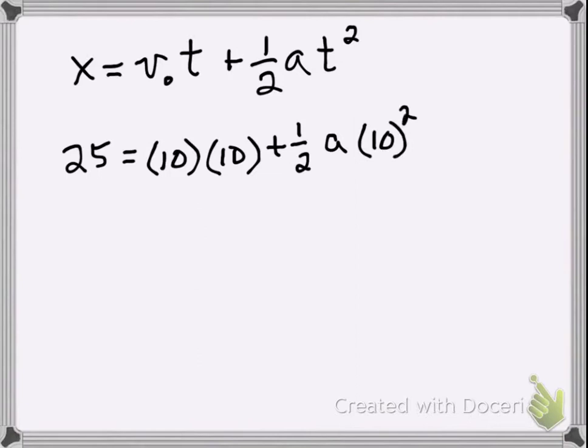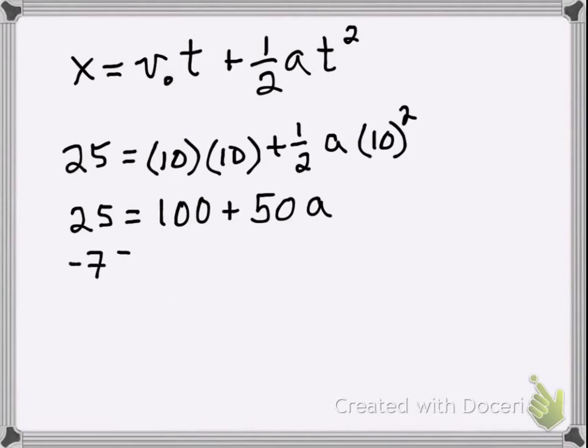So we get 25 is equal to 100 plus, now 10 squared is 100. 100 times 1/2 is 50. So this becomes 50a. Now at this point we're going to subtract 100 from both sides of the equation, and we'll get negative 75 is equal to 50 times a. Let's switch the sides. 50a is equal to negative 75.